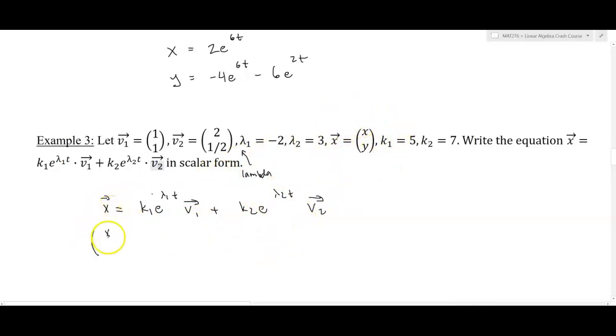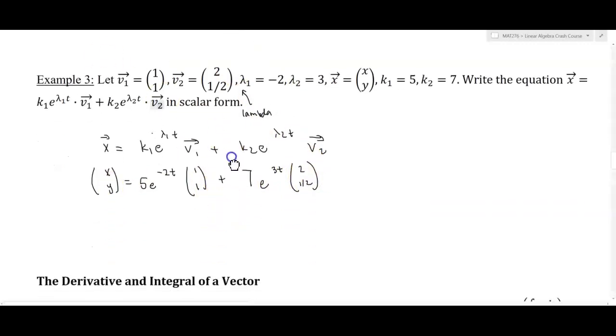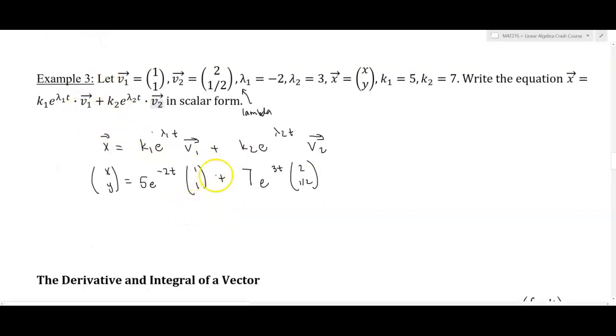So the vector x contains x and y in it. k1 is given to us as 5, so 5e to the lambda 1, which is negative 2t. v1 is the vector that contains 1, 1 in it, plus k2, which is 7, e to the lambda 2t, which is 3t. v2 is the vector 2, 1/2. And so now we need to continue to expand this out. So really the purpose of this problem is just to show that we can express a matrix equation written in this symbolic form, and then we can convert it into actual components.